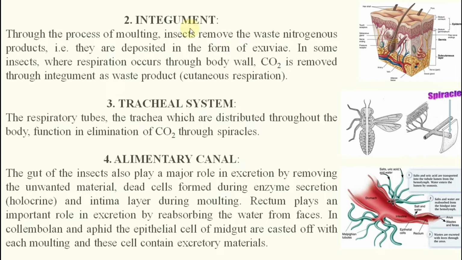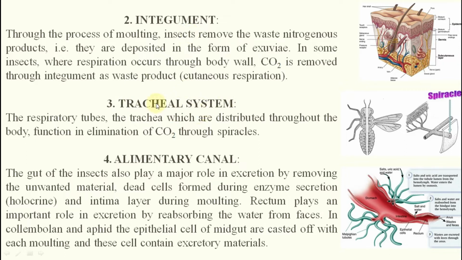Again, this spiracle will be in the cuticle only. Yes or no? In the integument, in the cuticle. So this spiracle is a mode of excretion of carbon dioxide. No doubt, that is a respiratory system, but it eliminates your carbon dioxide. So that way also integument is an excretory organ.